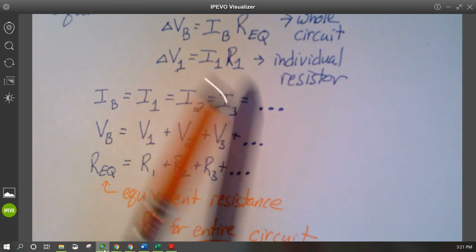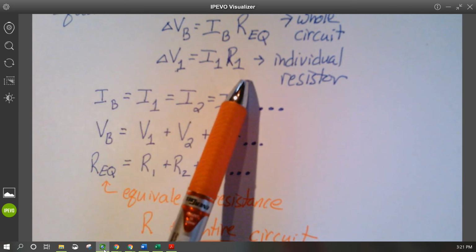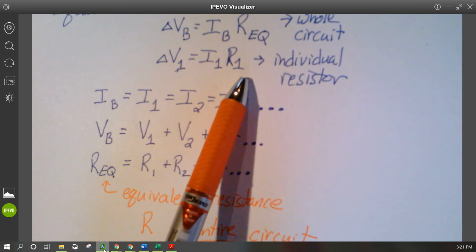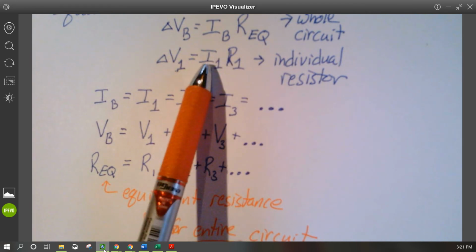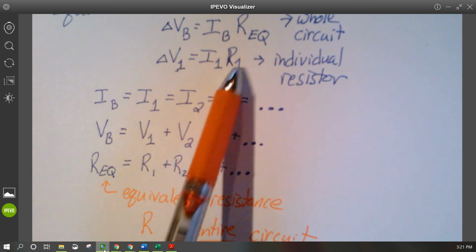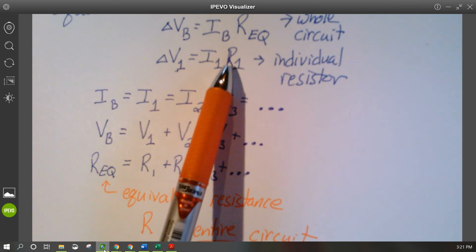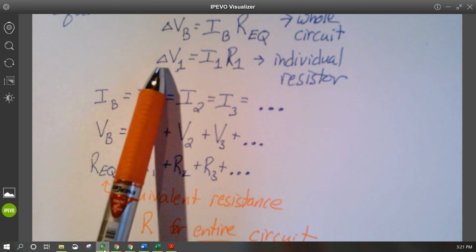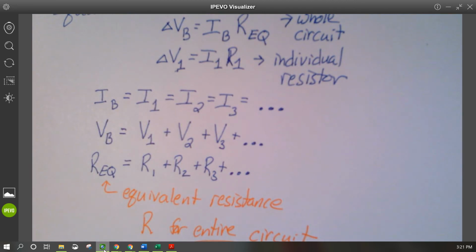Once you have that information, now we can use our other version of Ohm's law for each individual resistor. We take the current flowing through each individual resistor times the amount of resistance in that individual resistor, and that gets us the voltage for that individual resistor. And of course, there's other ways to solve problems as well, and we will look at some examples of those coming up next.